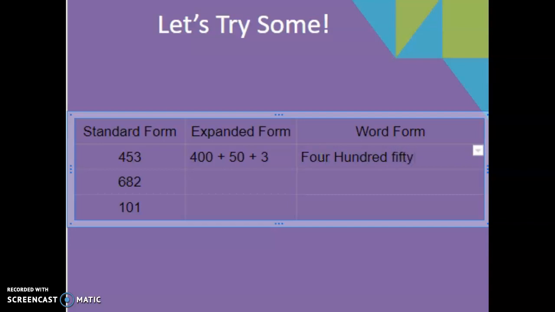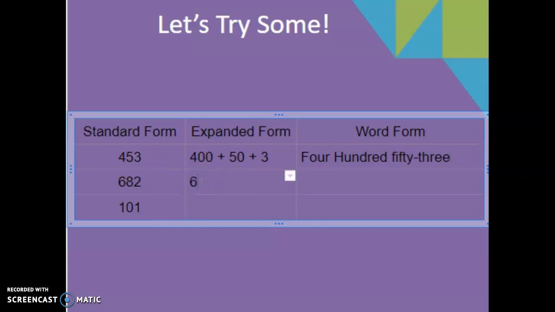Now remember our rule. If there's a value in the tens and the ones, and it's not those exception numbers 10 through 19, then we have to put a hyphen. So when I read this number now, I'm going to read it just like it looks here, 453. And we're going to do the same thing with 682.